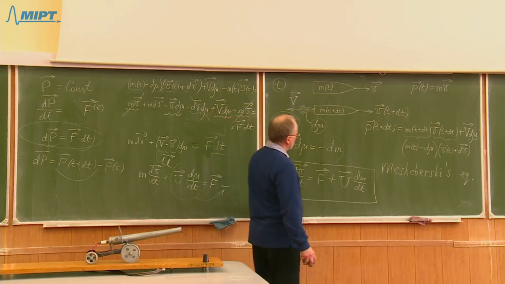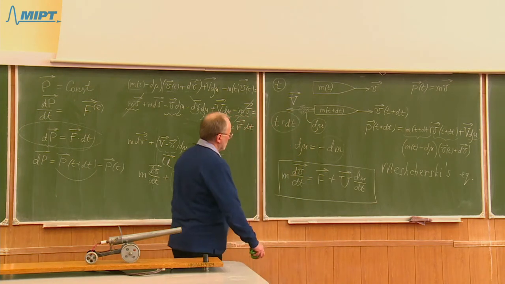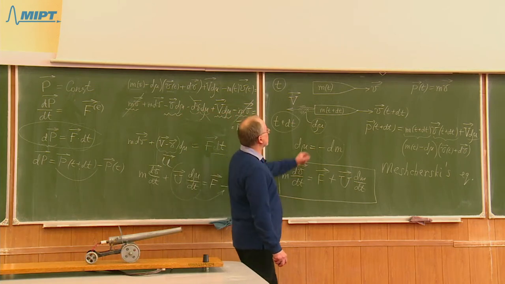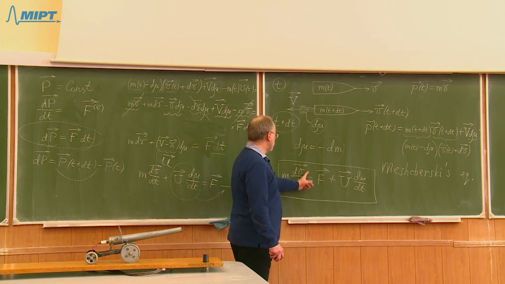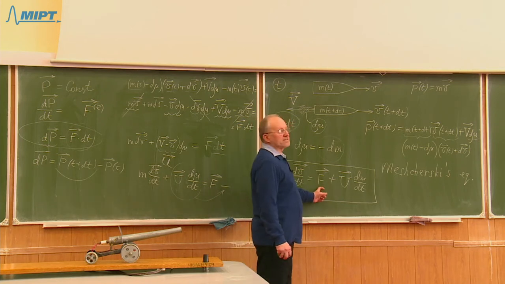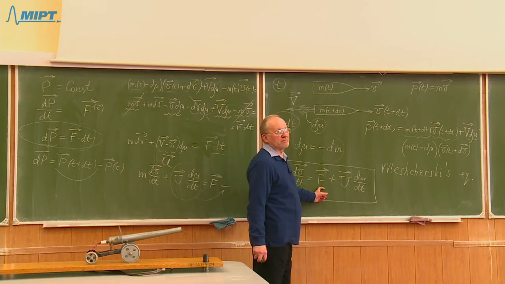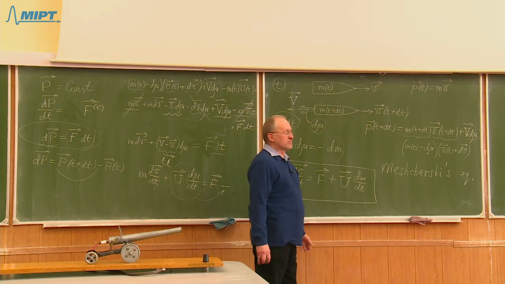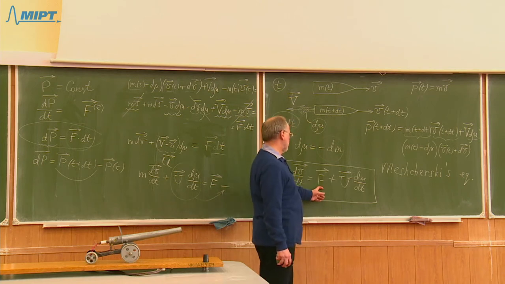So Meshchersky obtained this equation for the motion of a body with variable mass. And this is the mass of the body at the time moment t, and this is the acceleration of the body, dv by dt. And this is the net external force. What is the net external force acting on the rocket? This is certainly a force of gravity and a force of air drag, and maybe some other forces. So the net external force, this term, is the vector sum of all external forces acting on the moving body.